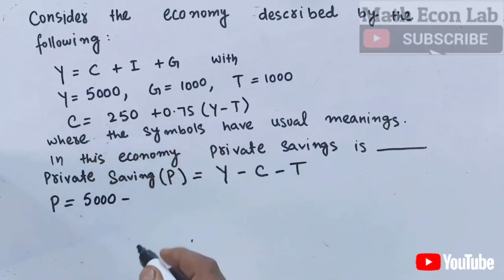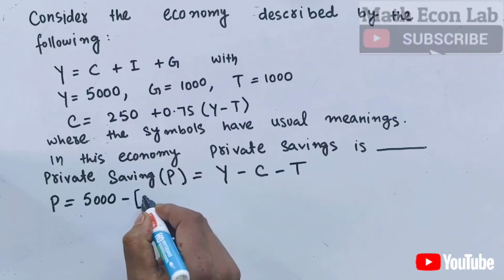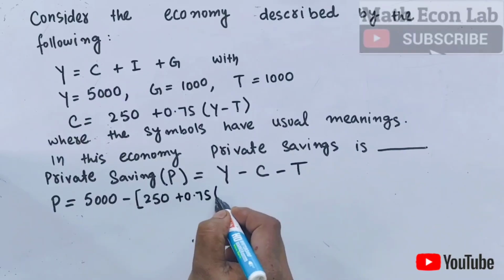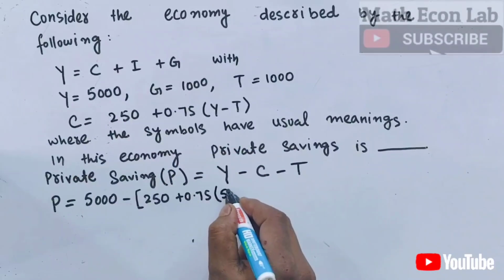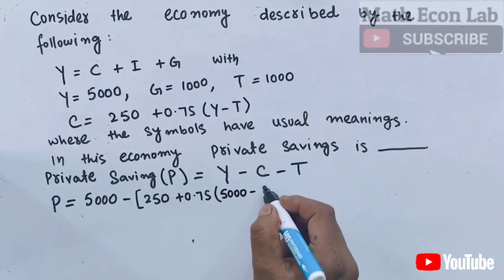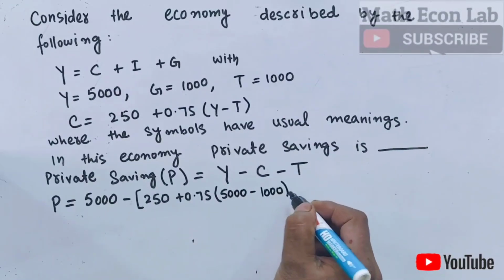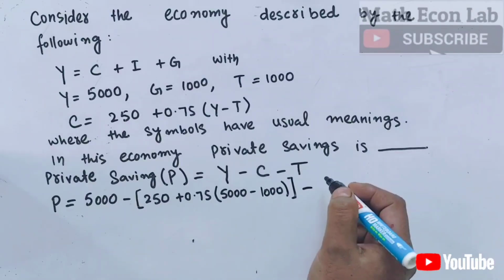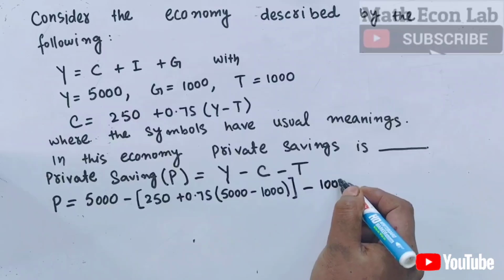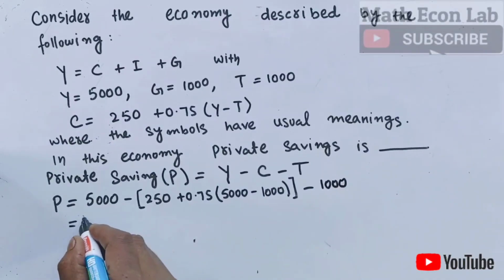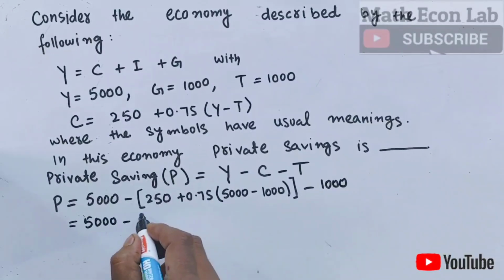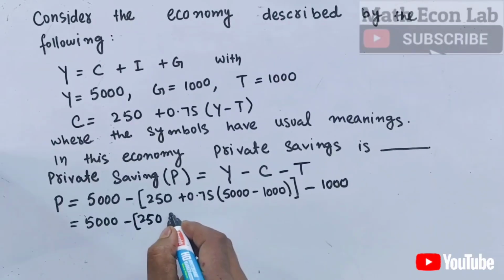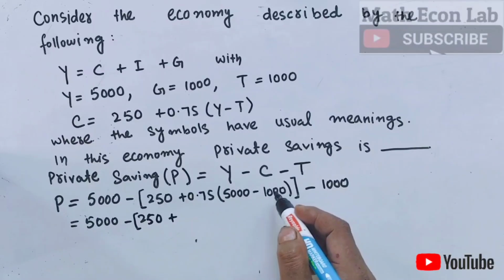minus consumption expenditure, if I write it like this, 250 plus 0.75 times Y, which again is 5,000 minus tax revenue, 1,000. To this we subtract the taxes that are given to us as 1,000. So private savings will be equal to 5,000 minus 250, or let us first solve this, plus 5,000 minus 1,000 is 4,000.